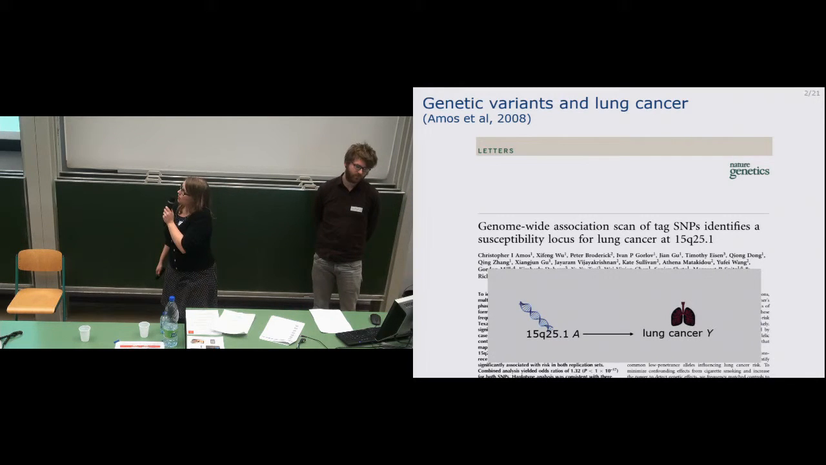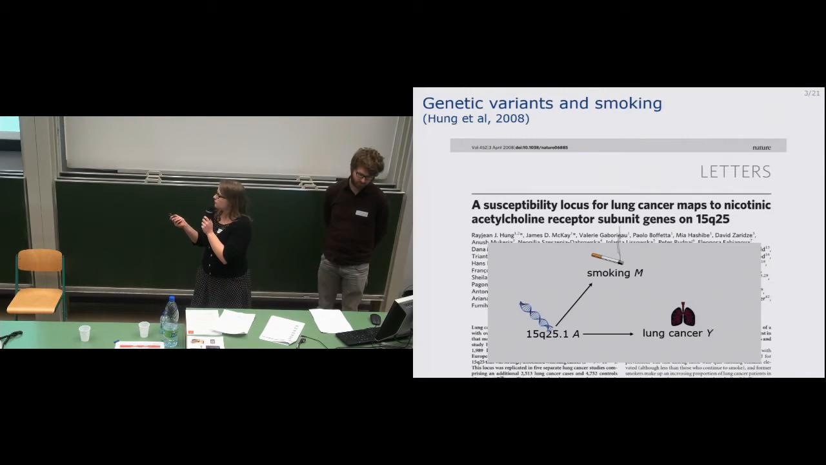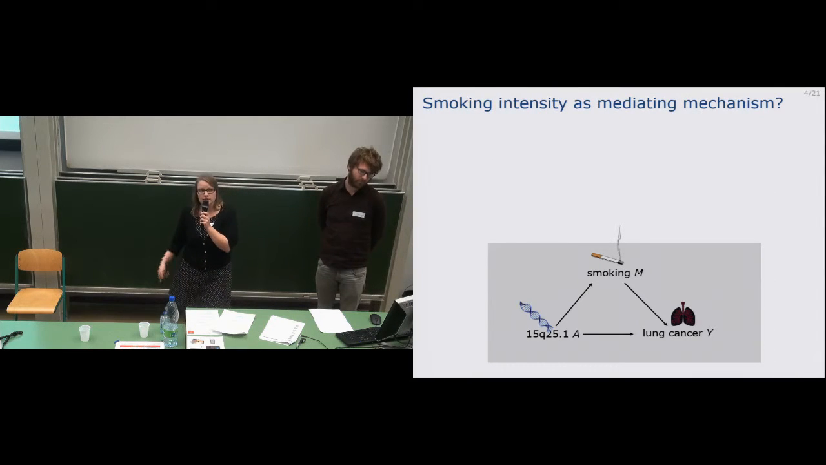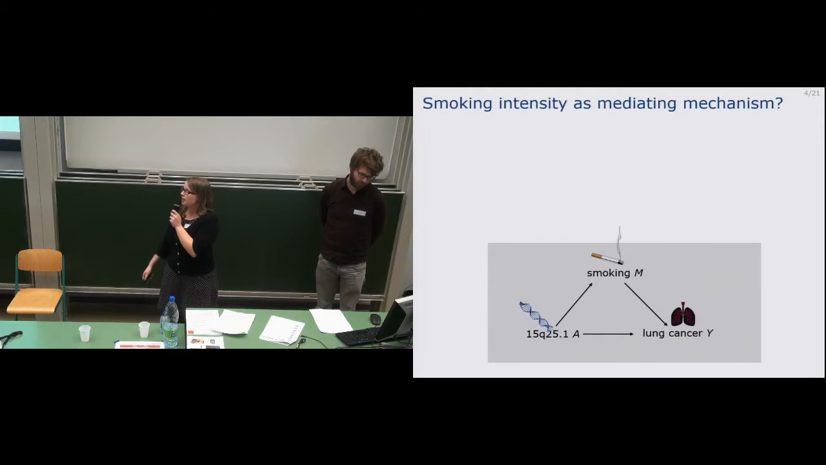About 8 years ago, a study published in Nature reported an association between a genetic variant on chromosome 15 and lung cancer. In that same year, another study reported that this same genetic variant was also related to smoking intensity and nicotine dependence. Given the known fact that smoking causes lung cancer, these combined findings left researchers with the question whether the effect of this genetic variant on lung cancer could be explained by its effect on smoking intensity.